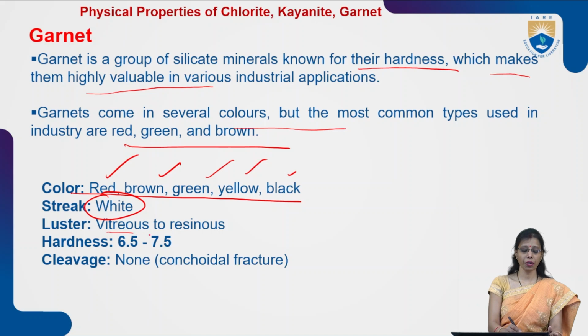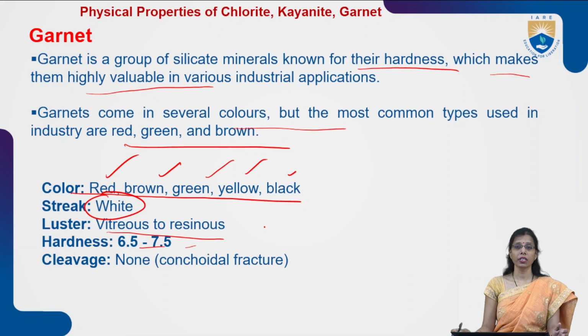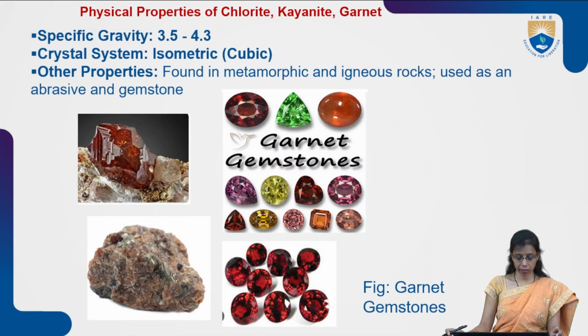Here we have a vitreous to resinous luster, and the hardness is 6.5 to 7.5. It is hard enough to break; the hardness of garnet is very high, 6.5 to 7.5, and there is no cleavage. Basically, garnet looks like this. You can see we have different colors here. Garnet is used as a gemstone. Specific gravity is 3.5 to 4.3.